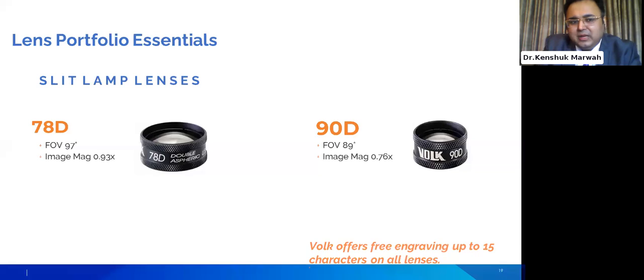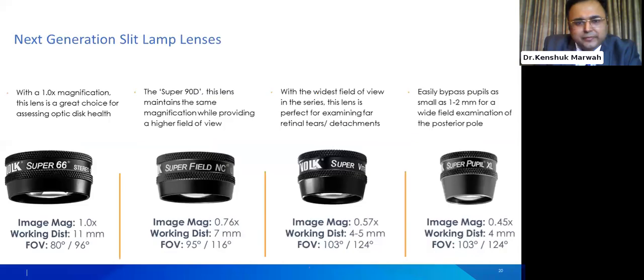The image magnification is a good part in the 78 diopter lens. The 78 diopter lens gives a very good view of the optic nerve and the central macula, and this is also very essential. So I use both lenses while I'm having a look at the patient. Talking about the next generation lenses, I will talk about the Super 66 degree. The numbers 66 and 78 are almost the same. Even if you try Super 66 or 70 degree, they give a good image magnification of the optic nerve. And then there are other lenses like the Super Field lens.